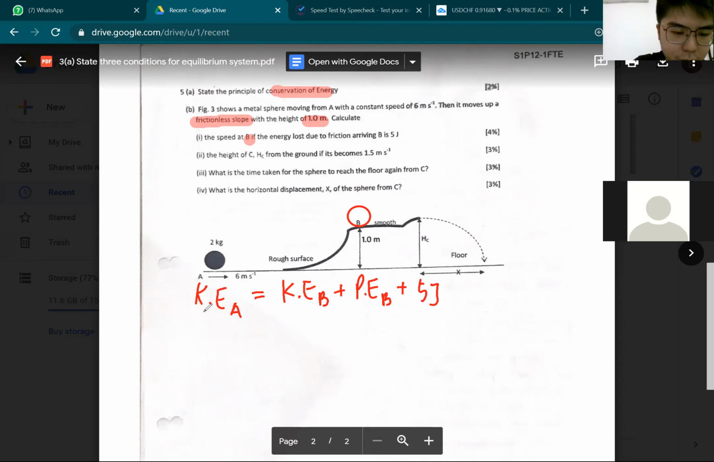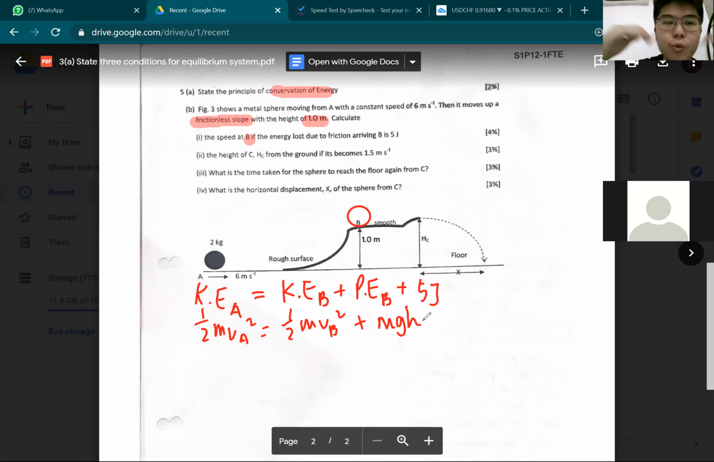The rest is just put in the formula. So half of mVA square equals half of mVB square, and then you plus mGH. You can find this one in the solution that I sent you. It shows the detailed calculation, so I'm not going to go through each of them. I just want to talk a little bit about the concept here.